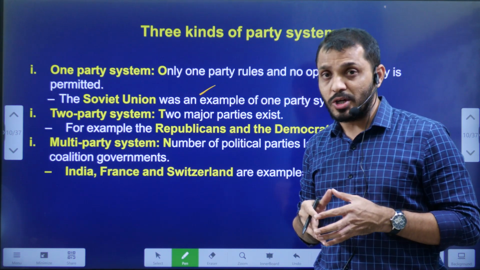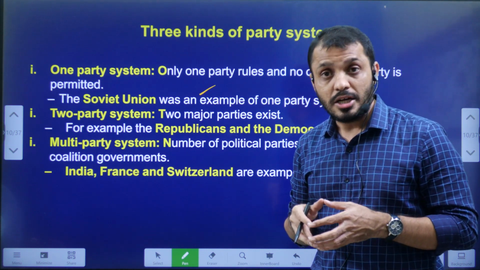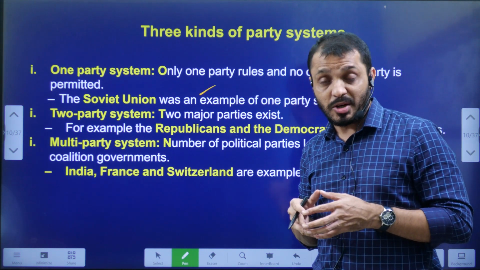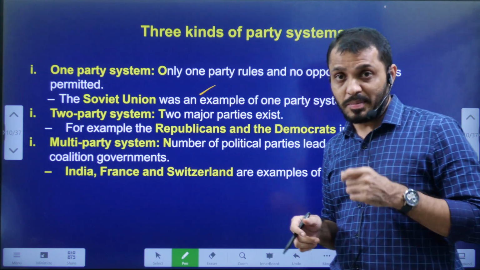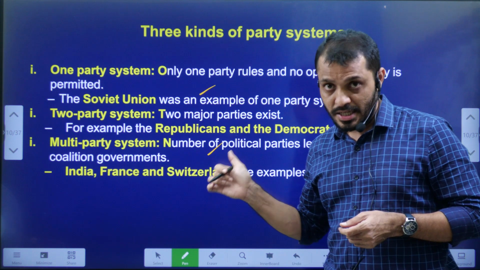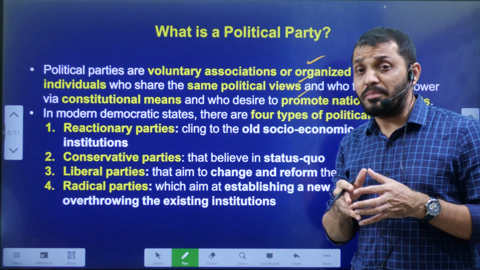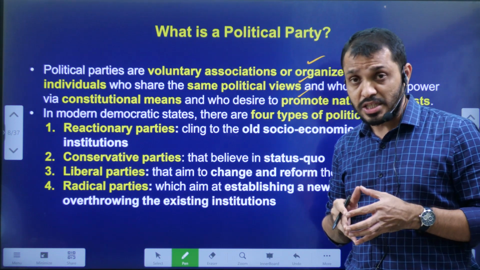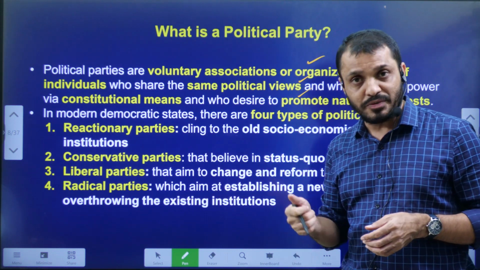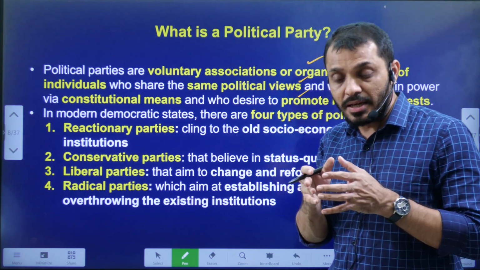In England, you can see political parties such as Labour Party and Conservative Party, whereas in America, you can see political parties such as Democratic Party and the Republican Party. Multi-party system, best examples are India, France and Switzerland. Based on what political parties want to achieve, we can also classify the political parties in various ways.